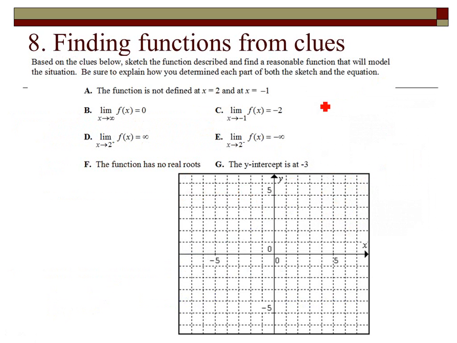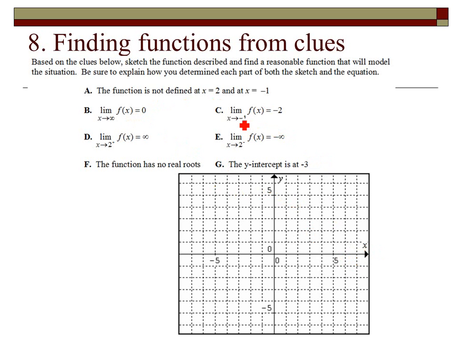Okay, this one's probably one of our harder ones. We're going to try to sketch a graph based on all these clues. So we're going to read through all the clues first, and then we'll add the pieces as we go. So I know the function is not defined at x equals 2 and x equals -1. Well, that means it could be an asymptote or it could be a hole. As x approaches infinity, the function is going towards 0. So I just know it's going to cling to the axis as I go to infinity.